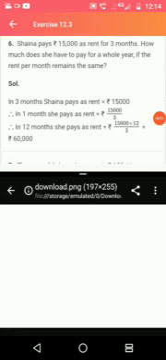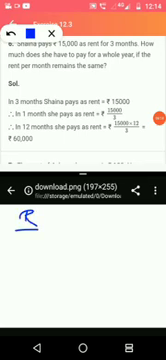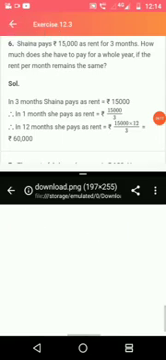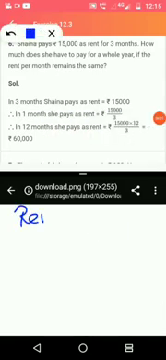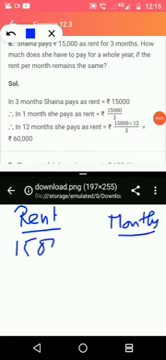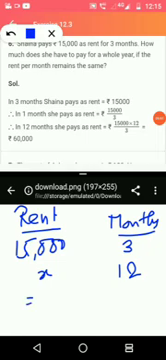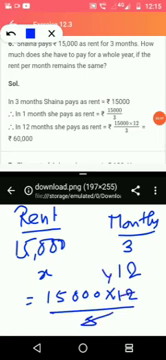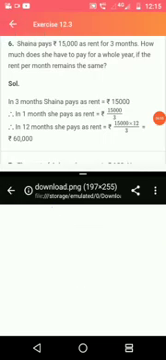Next. Shaina pays rupees 15,000 as rent for 3 months. So rent and days. Or instead of writing days, I will write months. So rent and months. Fine. So rent is 15,000 for 3 months. How much does he pay for the whole year? 1 whole year is 12 months. So x, cross multiply, which is equal to 15,000 into 12 divided by 3. 4 3s are 12. 15 4s are 60. 60,000 rupees. Okay. Next.